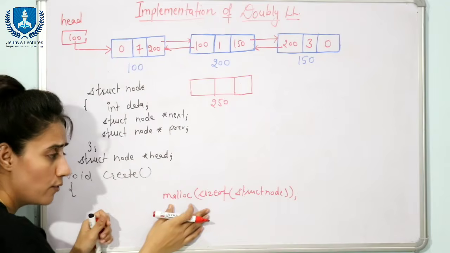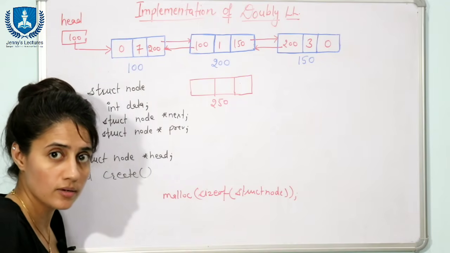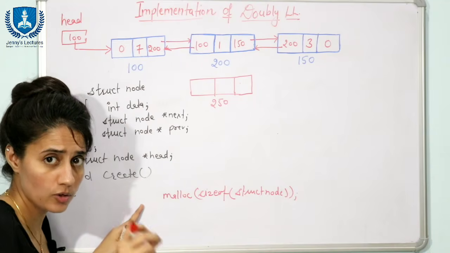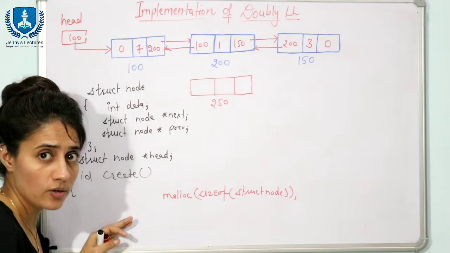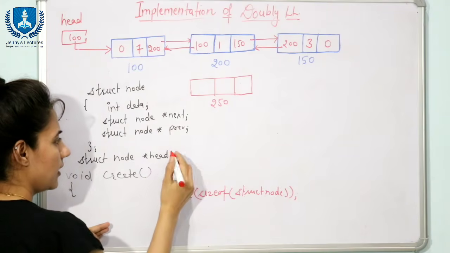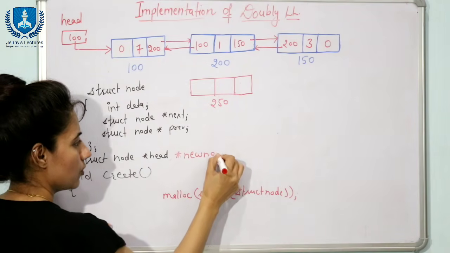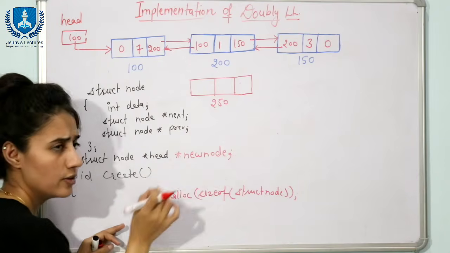Now you have to store this address into another pointer. Obviously we are going to store this address into a pointer, right? We use a pointer variable. So we are going to declare another pointer variable. Suppose here I am declaring asterisk new node. This is the newly created node. For this I am taking new node.